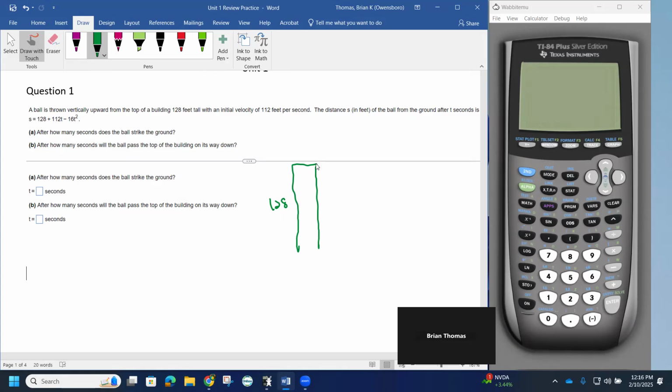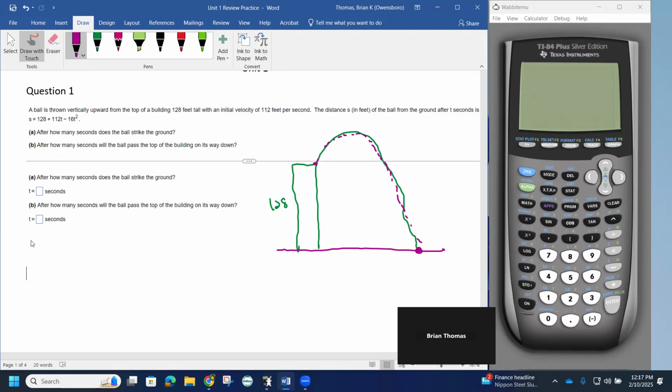Now remember, when it's thrown vertically, it's going to be thrown upward, but the path of the ball goes up and then gravity pulls on it and it's going to turn and go down. So something like this. So the ground is down here. We'll use this as our ground. So this is the path of the ball here. So the question is, how many seconds does the ball strike the ground? So right now, we know in 0 seconds the ball is here. We want to know what the time is when the ball is down here at the bottom on the ground.